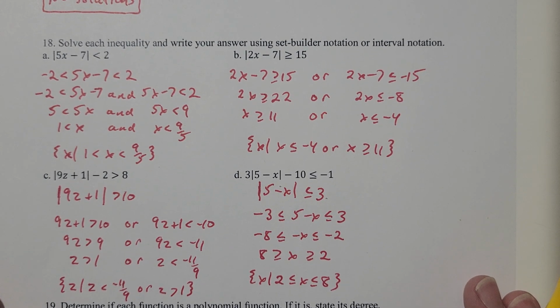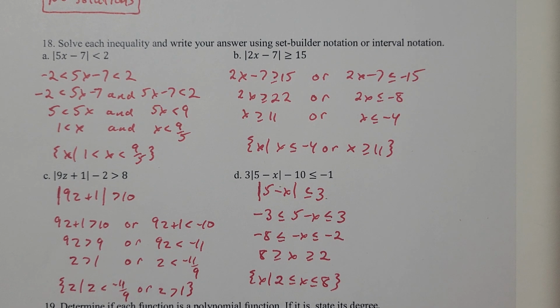We've also got absolute value inequalities that we need to know how to solve, okay? So in problem 18, I want us to solve each inequality and write your answer using set notation or interval notation. All right, so in part A, we've got the absolute value of 5x minus 7 is less than 2.